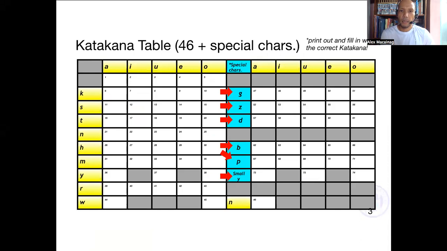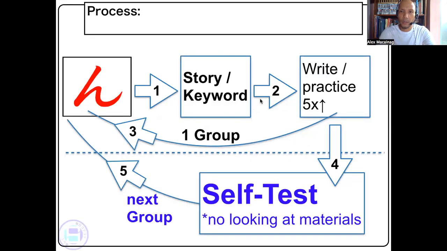This is the katakana table. It's the same. Each character in hiragana corresponds with a character in katakana. Same as hiragana, there are 46 katakana characters plus the special characters. The rules are the same. When you add the dakuten symbol or the handakuten symbol, all of them correspond to the same character, the same reading. The process, onaji, it's the same.